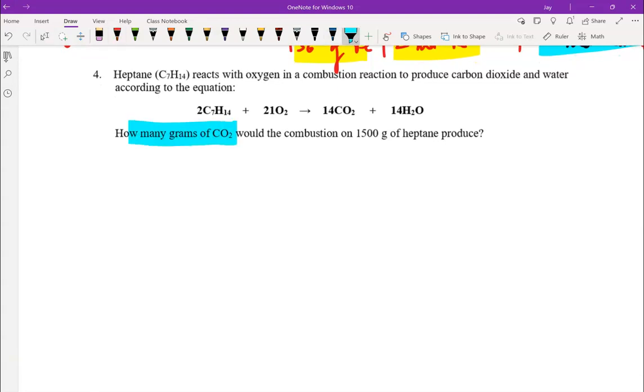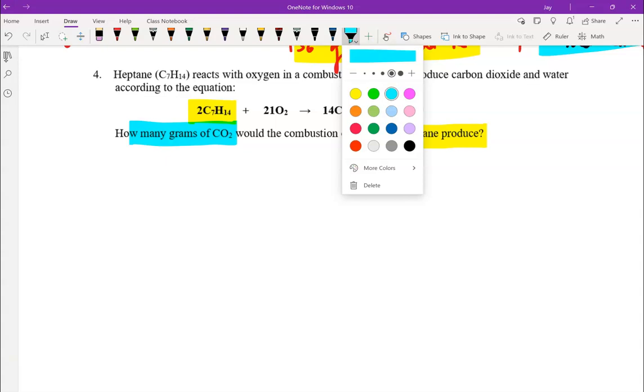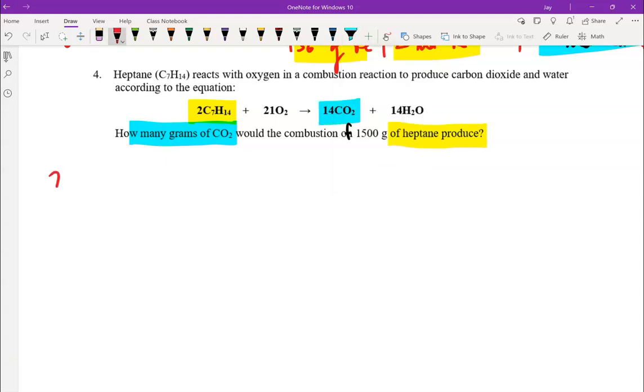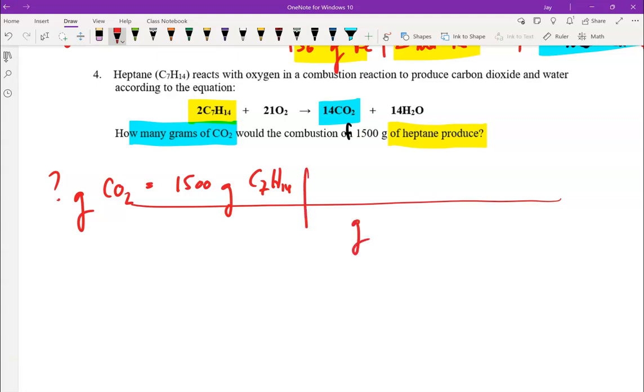How many grams of CO2 with a combustion of 1,500 grams? That's supposed to say of, not on. Typo. 1,500 grams of heptane produce, and so a heptane looks like that. The CO2 is our unknown, and that looks like this. We're going to ask how many grams of CO2 could we get from 1,500 grams of heptane, which is clearly C7H14. So, I'm going to go from grams of heptane, C7H14, to moles of heptane.